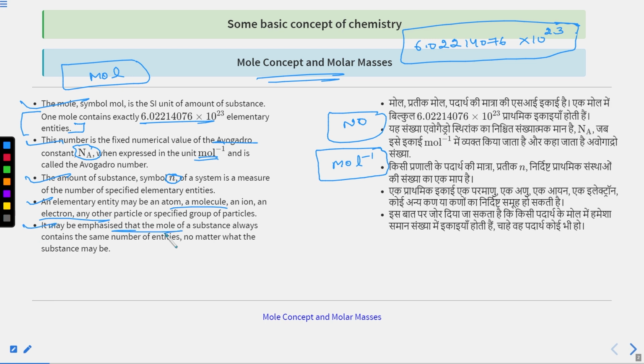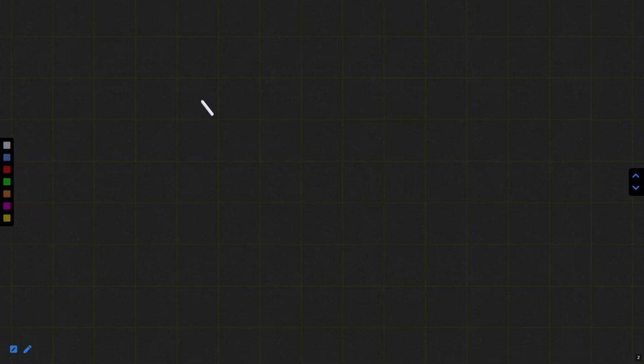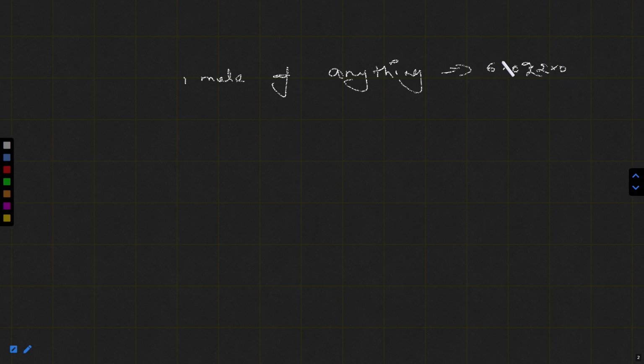It may be emphasized that the mole of a substance always contains the same number of entities. It means no matter what the substance may be, if I am saying 1 mole of anything, it contains 6.022 into 10 raised to power 23.